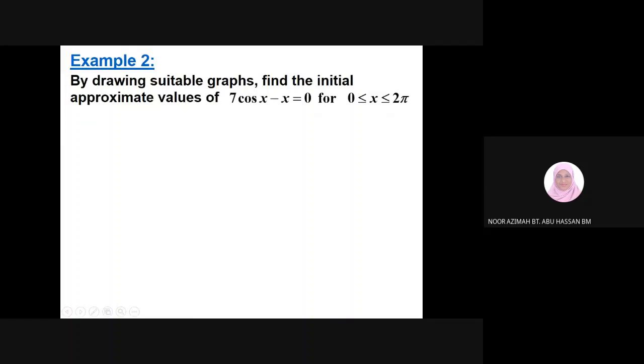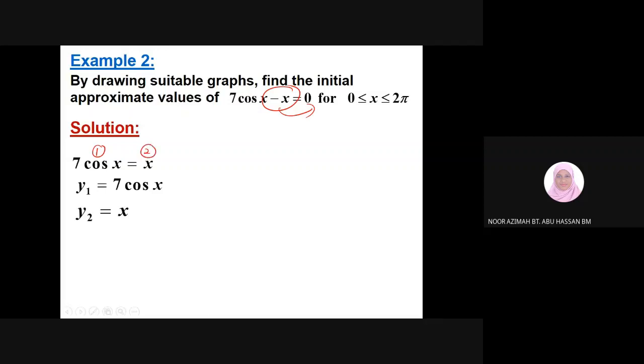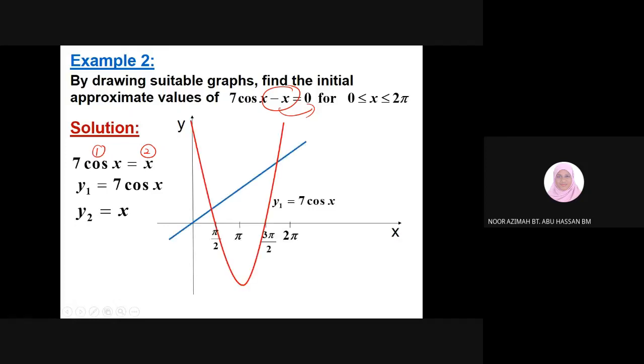Example 2. By drawing a suitable graph, find the initial approximation value of the function 7 cos x minus x equals to 0 from 0 to 2 pi, inclusive. So you make up two different functions, bringing x to the right hand side. So you end up having 7 cos x equals to x. So 7 cos x is your first function and y equals to x is your second function. So now sketching both graphs. Our aim now is to find the intersection point between these two. So it will be there.